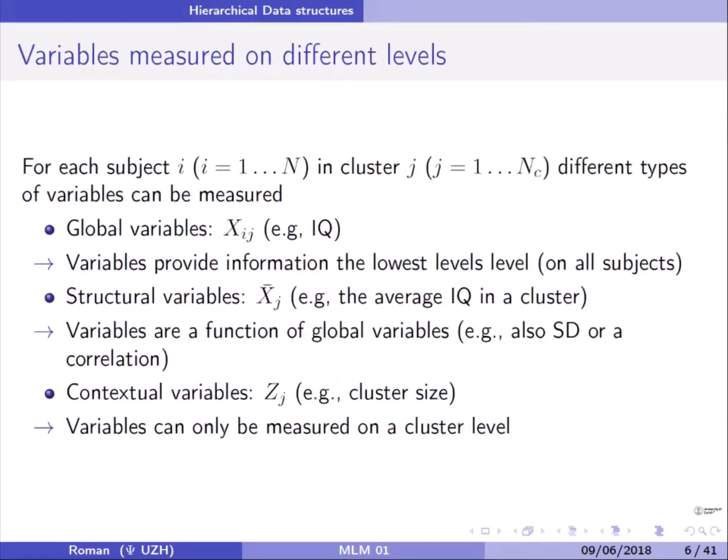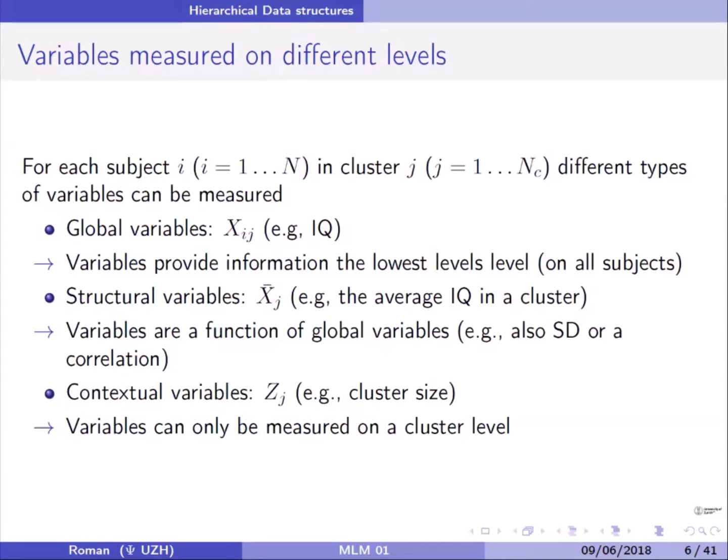In a more formal context, each subject, which we will always denote as i, up until N. So when I say the ith subject, I just mean one of the subjects. In cluster j, we have different types of variables that can be measured. So using our last example, a student would be i, the cluster or the class they belong to would be j. So the j is the higher order cluster, i is the lower order cluster, or just the participants.